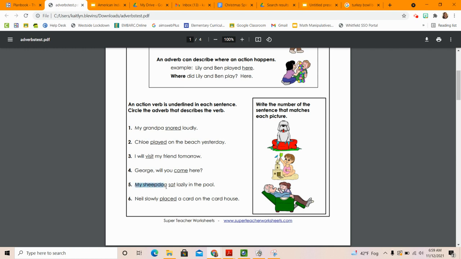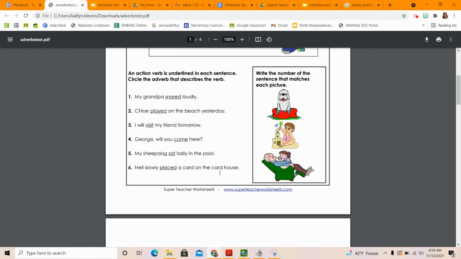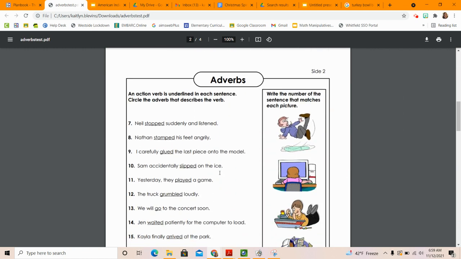Number 5, my sheepdog sat lazily in the pool. Sat is the verb. How did he sit? So what word describes that? Number 6, Neil slowly placed a card on the card house. Placed. How did he place it? So you're circling the adverb. So flip to the back.